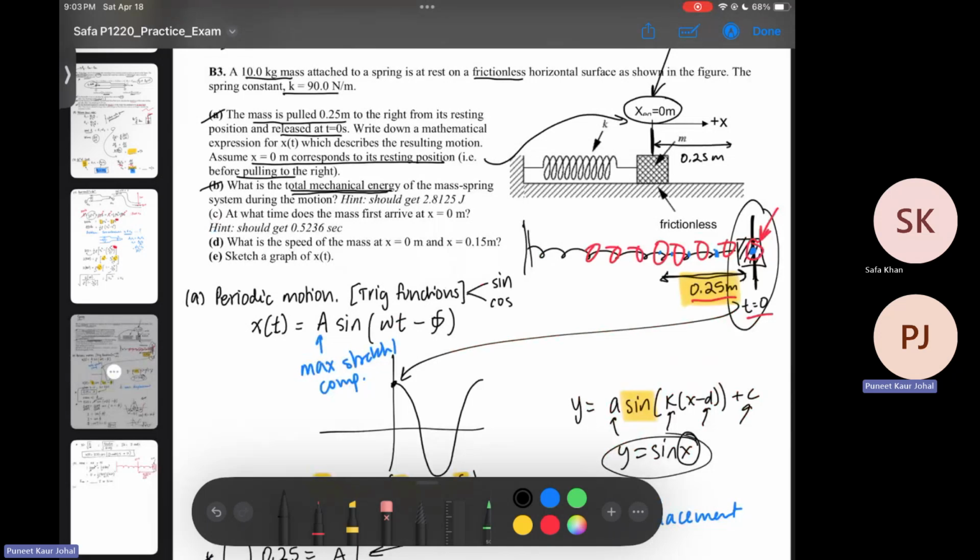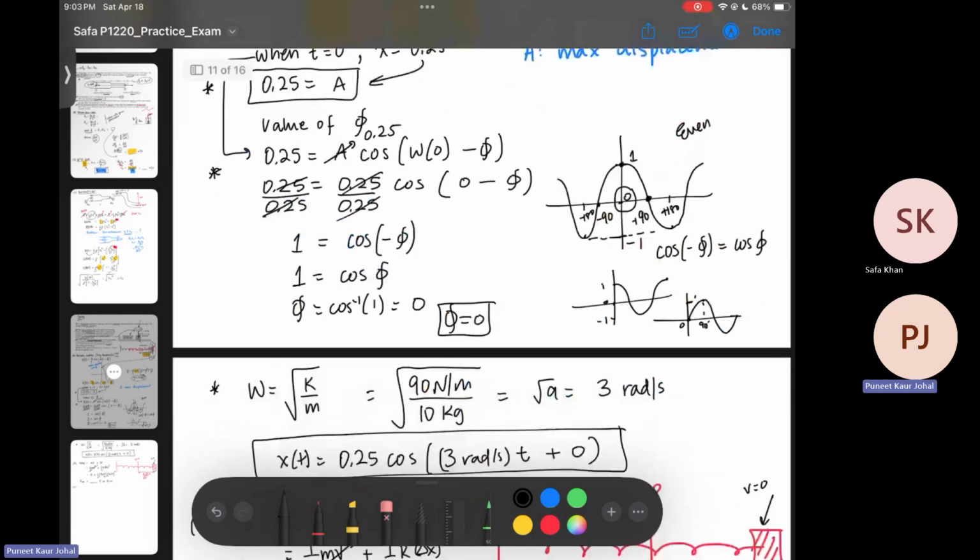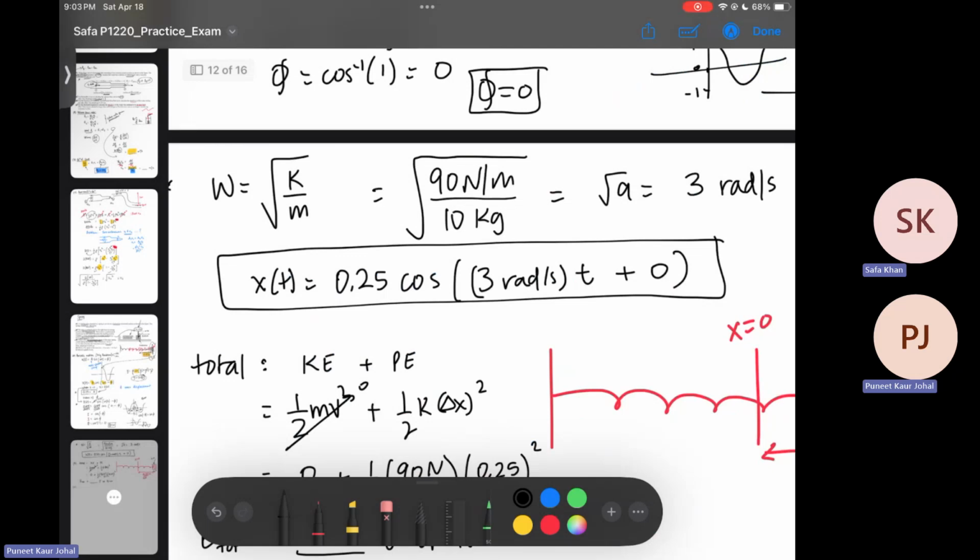Now let's do part C. At what time does the mass first arrive at x equals 0? This will be answered by the equation we just made over here. They're saying find t when x is 0, right? That's essentially what they're saying. Anytime you see a question where they give you the position and ask for time, or they give you the time and ask for the position, you will be using the equation that you made, the equation of the position graph.